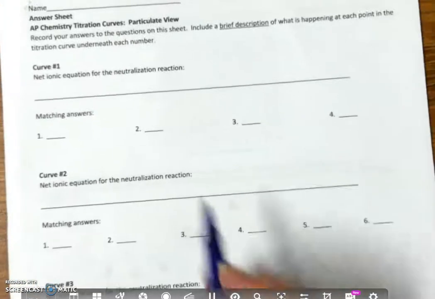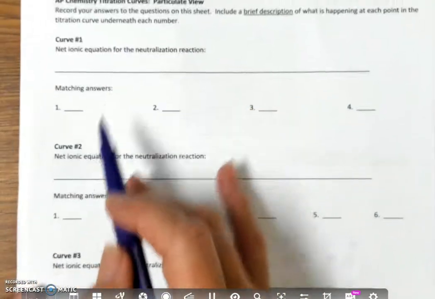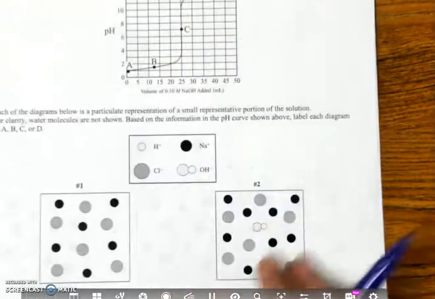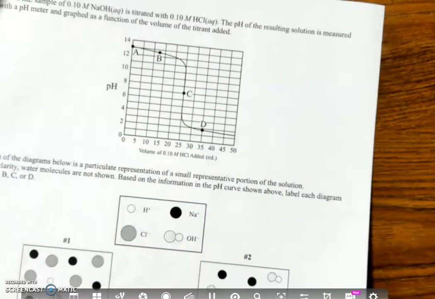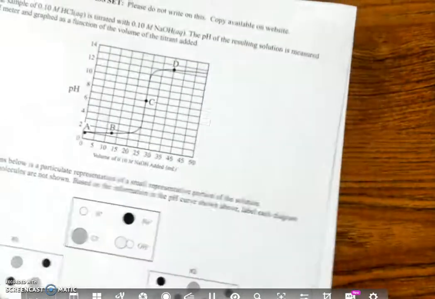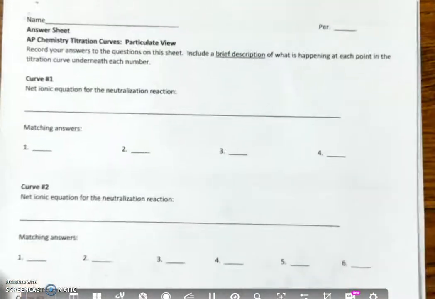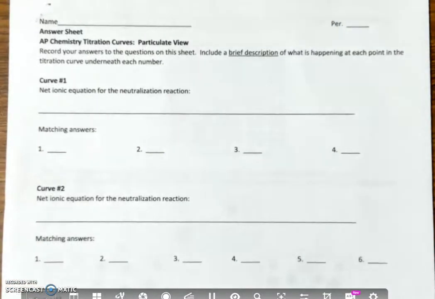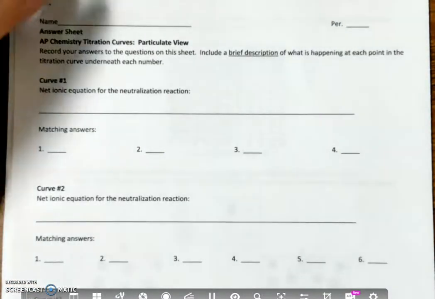All right, so the answer sheet looks like this. The first thing in each of the pictures, there are 4 of them, right? So each graph has these 4 solutions. So each page is curve 1, 2, 3, and 4. Now for each curve, one of the things you have to do is write a net ionic equation. So I wanted to go over that real quick.